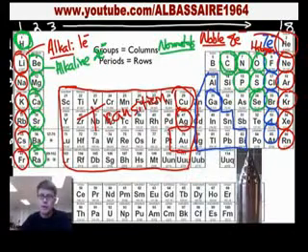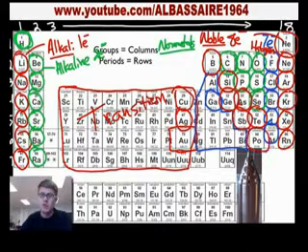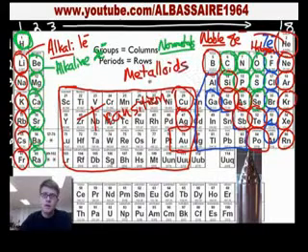Next group then are going to be the metalloids, and a good color might be red if I could find that. There we go. So the metalloids are going to be here. That's boron, silicon, germanium, arsenic, antimony, tellurium, and polonium. These are all going to be the metalloids. And these are all semiconductors, and what that means is that they conduct electricity, but they don't fully conduct electricity.